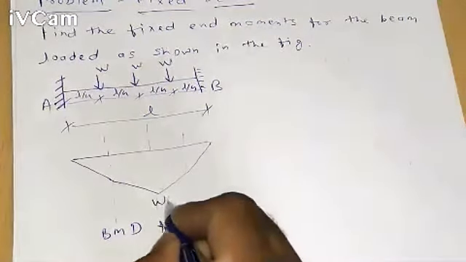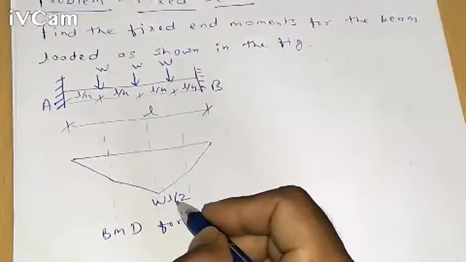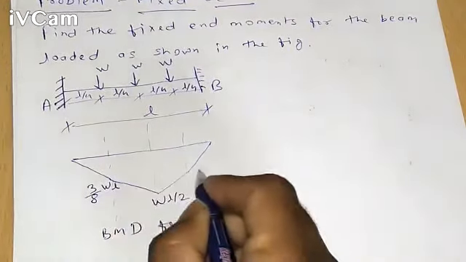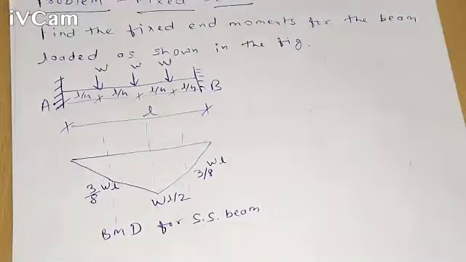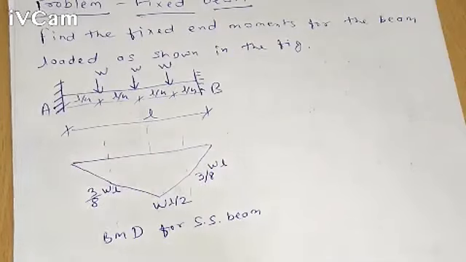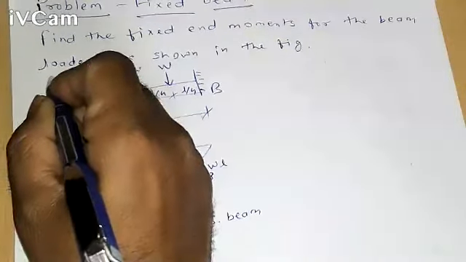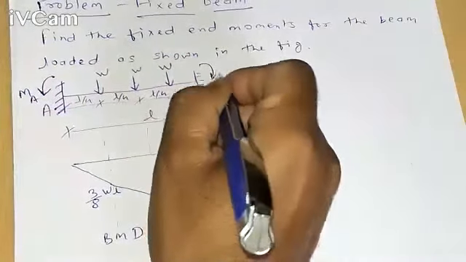So this would be WL by 2, and this would be 3/8 times WL, also 3/8 times WL. Now these all relate to the SFD and BMD part, which might have been covered in your strength of materials, so we'll be directly using that. Now here in this problem, since this is a fixed beam, there would be fixing moments MA and MB.